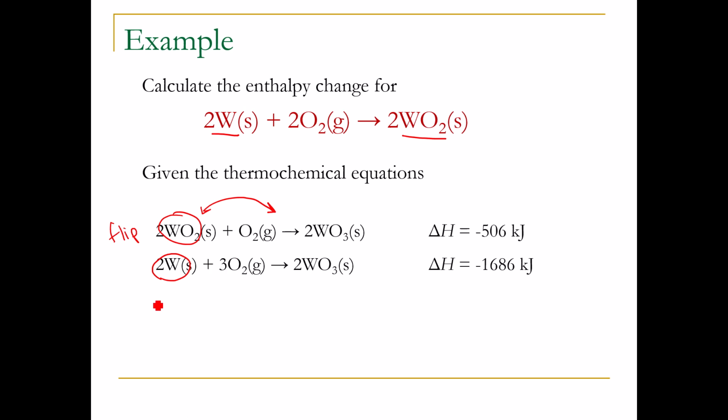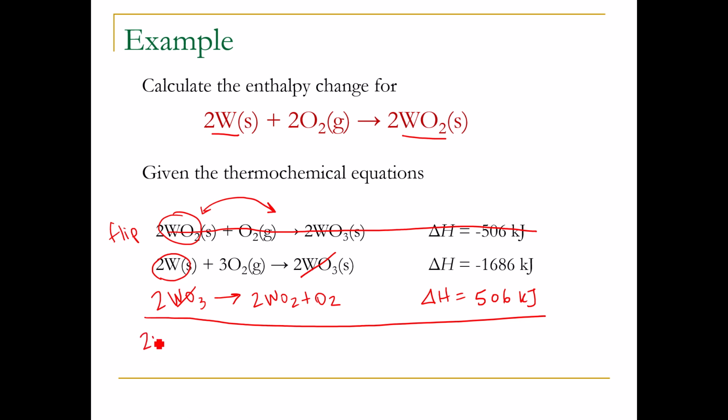Alright, so I'm gonna write that down here. 2WO3 goes to 2WO2 plus O2. And then our delta H is gonna flip signs. Alright, so I'm gonna cross out this one. We're not working with him anymore because we got him flipped around. Alright, so now I have 2W, that's what I need. Over here, my 3O2, I'm going to be able to cancel out one of those because I have an O2 over here, so that leaves me with 2. That's what I want. And then I have 2WO2, and notice my WO3s are going to cancel.